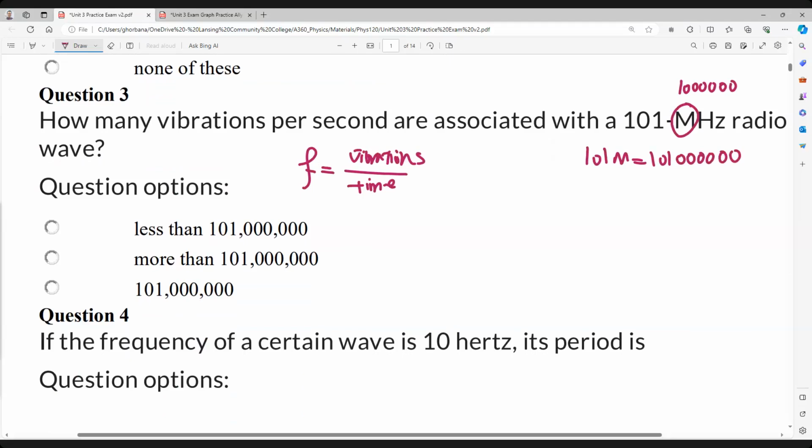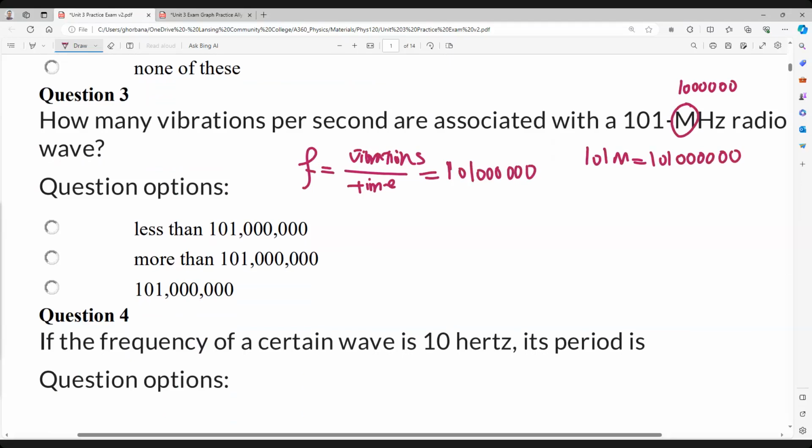So, okay. Now I have the frequency. I can say when the frequency is 101,000,000, what does it mean? I can say we have 101 million vibrations in 1 second.